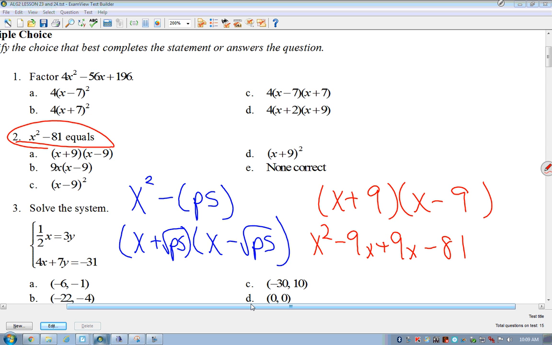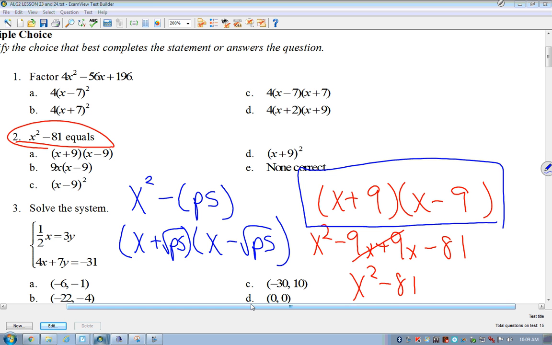I got negative 9x and positive 9x. What happens to them? Cancel out. So I'm left with x squared minus 81. Okay. So was my answer x plus 9, x minus 9? Yes. Okay.